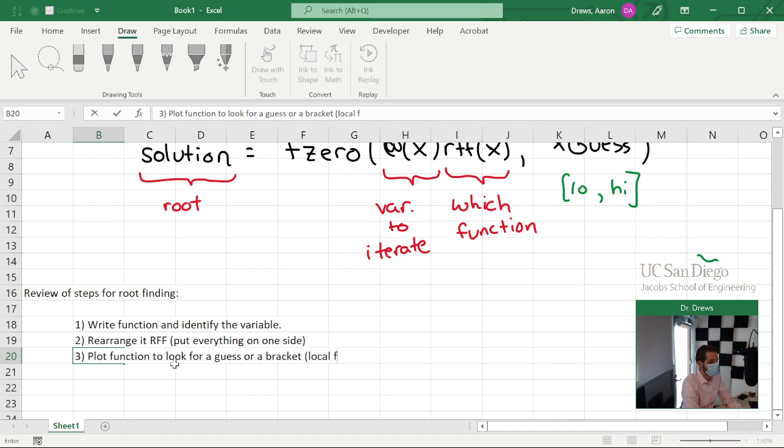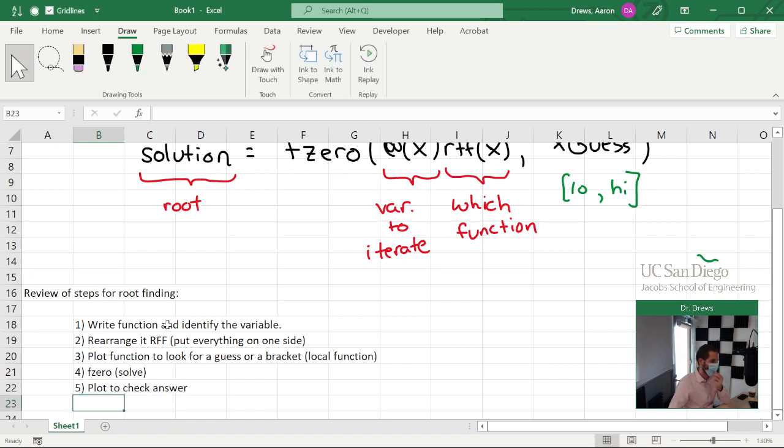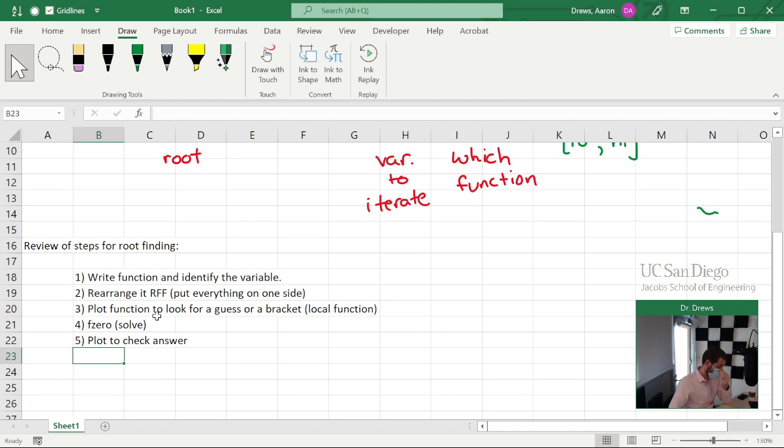So usually when you do this, that means you're going to have to write a local function. We will typically use local functions, not standalones, just because it kind of carries everything along. It's a nice organizational tool. Then go ahead and use F0 to solve it. And when you're all done, plot to check your answer. And those are the steps that we're going to do. And in fact, those are the steps that I ask you to do on the homework as well.